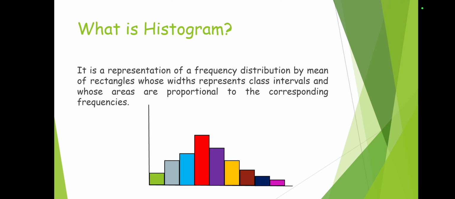It looks somewhat like this, just like a bar graph, but this is not a bar graph, this is a histogram. As you can see over here, the width mainly represents the class interval and the areas are proportional to the frequency. Width means whatever you can see on the x-axis, it will represent the class interval, and the height will be the frequencies.